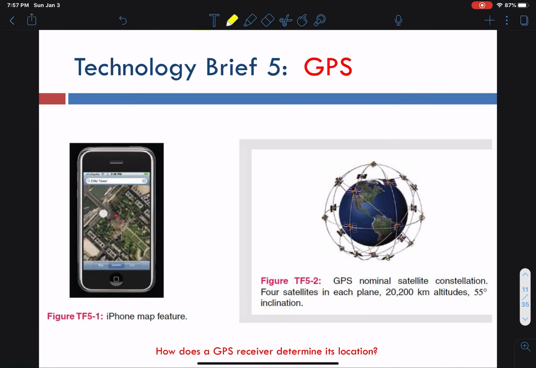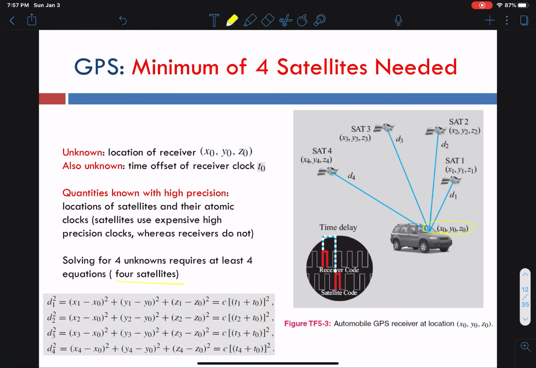One of the technologies we use every day is GPS. GPS uses satellites to solve your location problem. The location problem has x, y, z as well as time. So you need 4 equations to solve 4 unknowns. That's right here. So you need at least 4 satellites to solve a particular location problem.